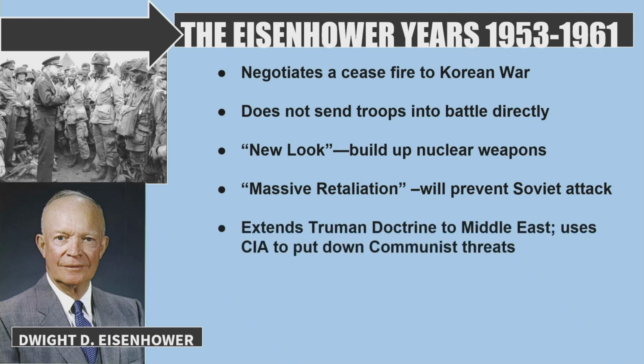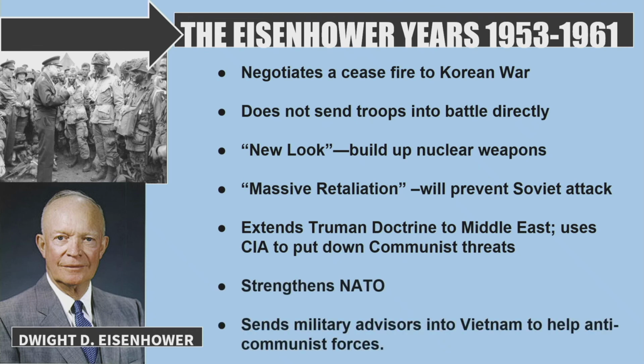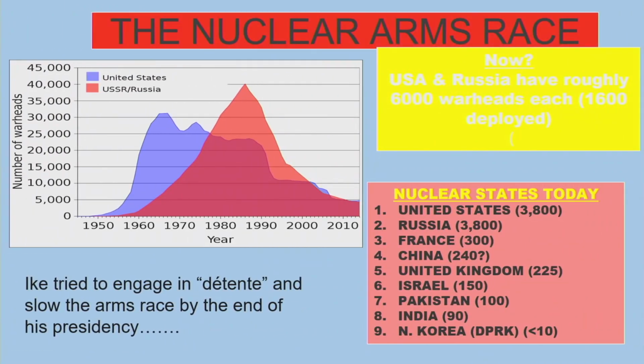He says we're going to take a new look to our military. We're going to focus on nuclear weapons buildup. Our theory is massive retaliation, or the threat of massive retaliation from Soviet aggression is going to stop them from spreading communism. He'll also extend those ideas of the Truman Doctrine to the Middle East. Sometimes he uses the CIA to go in and put down communist threats. He strengthens our NATO alliance, and he will begin sending advisors into Vietnam and up the level of our involvement there.